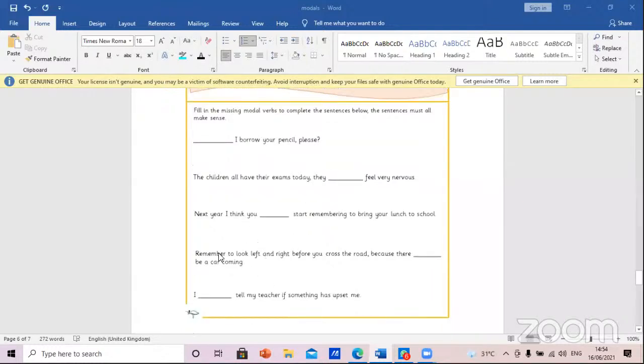Next one. Remember to look left and right before you cross the road, because there be a car coming. Remember to look left and right before you cross the road.